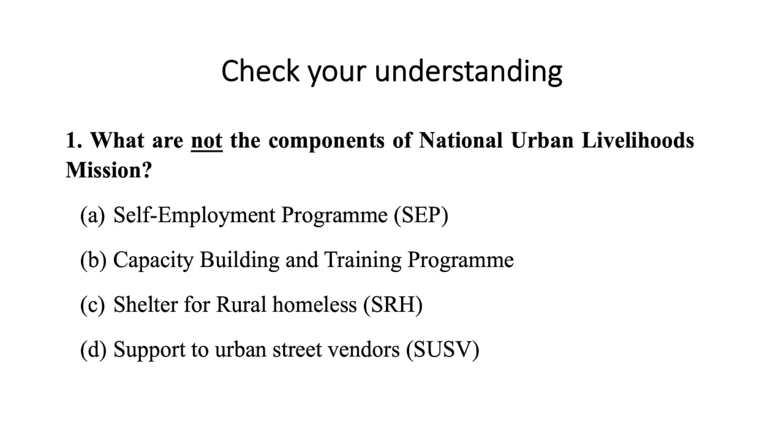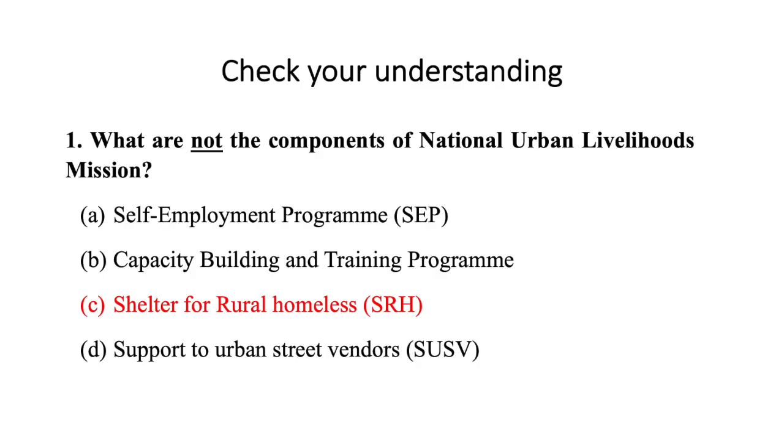So with this question, what are not the components of the National Urban Livelihood Mission? I repeat the question, what are not the components of the National Urban Livelihood Mission? So your options are self-employment program, capacity building and training programs, shelter for rural homeless, support to urban street vendors. So your answer is shelter for rural homeless, because this particular mission is aimed at offering shelter for urban homeless. So that's the option out of the other three options.